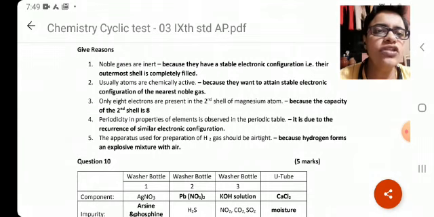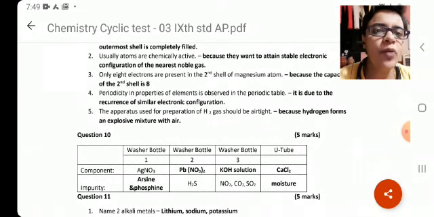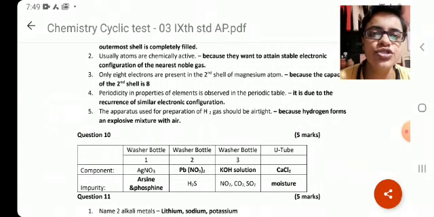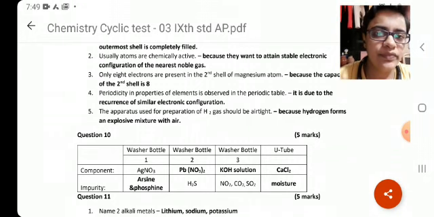Only 8 electrons are present in the second shell because the capacity of the second shell is 8. Periodicity in the properties of elements is observed in the periodic table. It is due to recurrence of similar electronic configuration. The apparatus used in preparation of hydrogen gas should be airtight because hydrogen forms an explosive mixture with air.